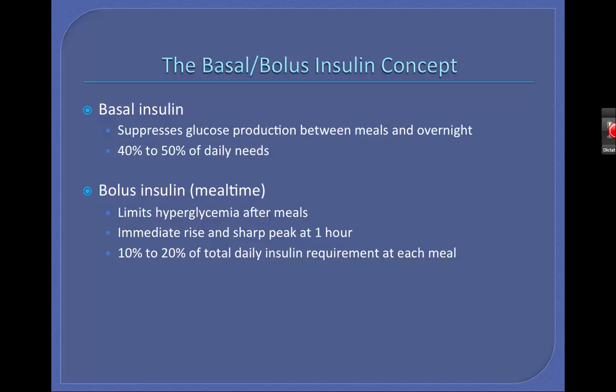Basal insulin suppresses glucose production between meals and overnight, 40 to 50% of daily needs. The bolus insulin is mealtime. This limits hyperglycemia after meals. Immediate rise and sharp peak at 1 hour. 10 to 20% of total daily insulin requirement at each meal.